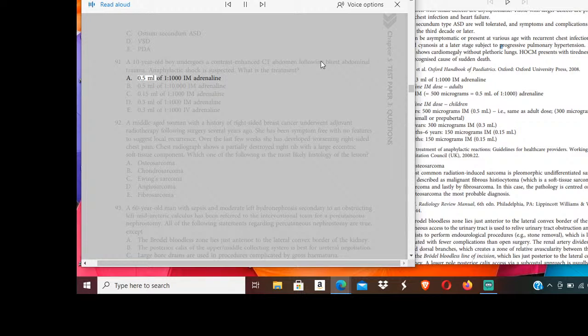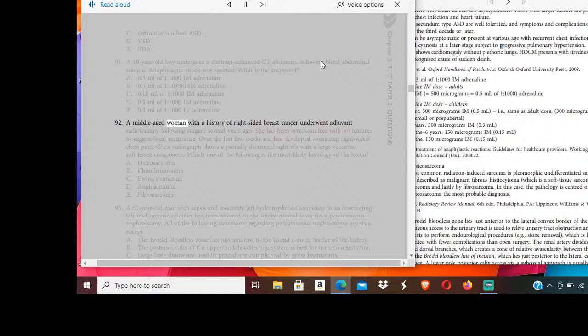A. 0.5 milliliters of 1:1000 IM adrenaline. B. 0.5 milliliters of 1:10,000 IM adrenaline. C. 0.15 milliliters of 1:1000 IM adrenaline. D. 0.3 milliliters of 1:1000 IM adrenaline. E. 0.3 milliliters of 1:1000 adrenaline.